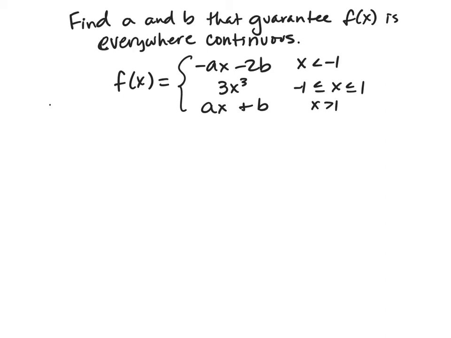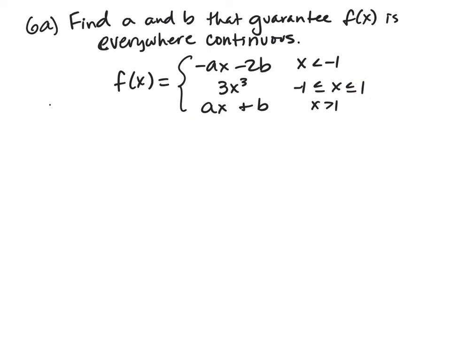So finally, let's take a look at number 6a. In this problem, we're being asked to find an a and a b that guarantee that f of x is continuous everywhere. So we have this piecewise function that's actually defined in 3 pieces, and there's 2 x values where discontinuities could occur, and that's basically where the function changes from one definition to another. So we need to examine what's going on at -1 and at +1.